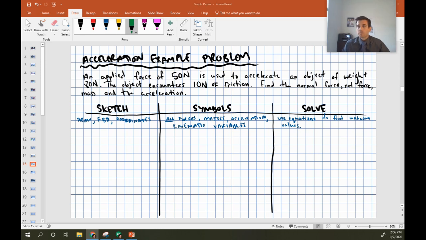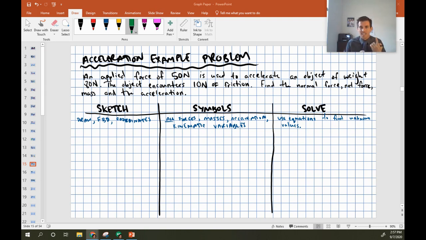Right, let's do an example problem involving forces and acceleration, solving for the forces involved and also for the acceleration acting on the object. So we have this system here: an applied force of 50 newtons is being used to accelerate an object that weighs 80 newtons. We're told that there's 10 newtons of friction, and we want to find normal force, net force, mass, and acceleration. Lots of things to figure out here.